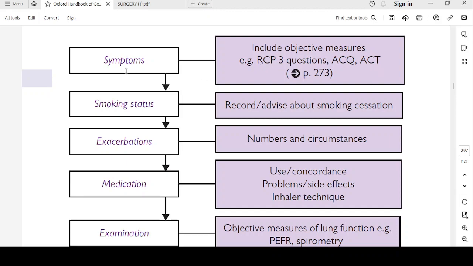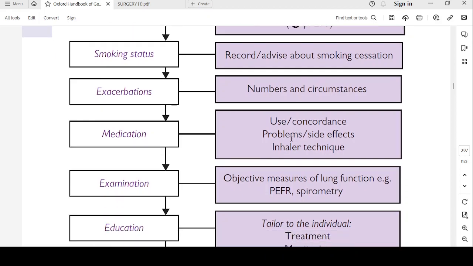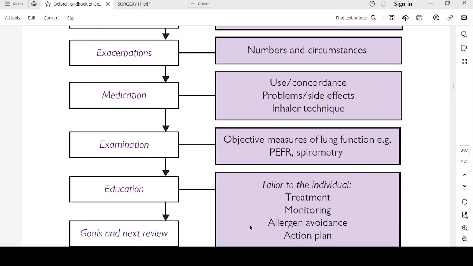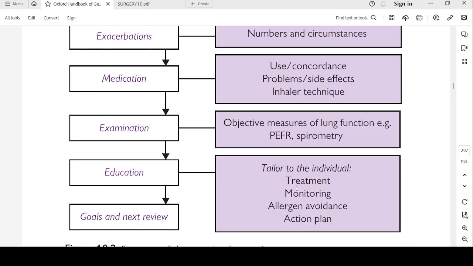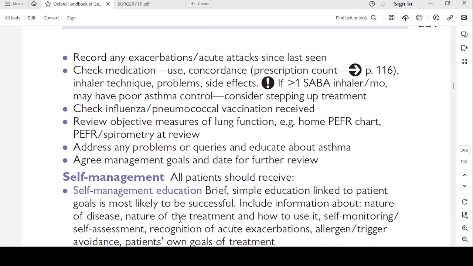So, symptoms. Smoking status, record, revise. Advice about smoking cessation, exacerbations, number and the circumstances in which there was exacerbation, medications, use or concordance, problems or side effects, inhaler technique, examination, objective measures for lung function, for example PEFR and spirometry, education tailored to the individual, treatment, monitoring, allergen avoidance and action plan, goals and next review. This is a summary of the annual asthma review.